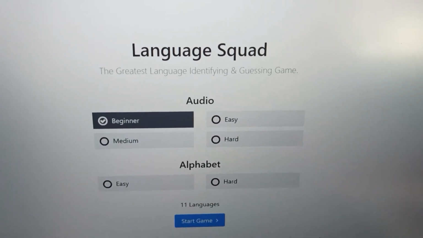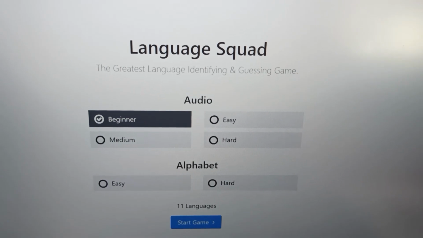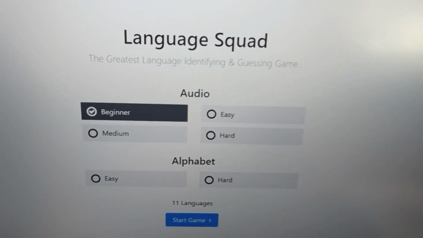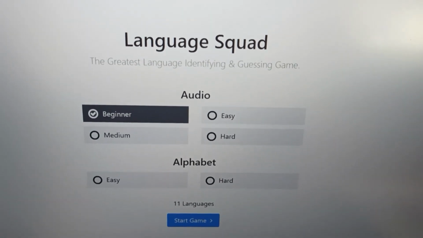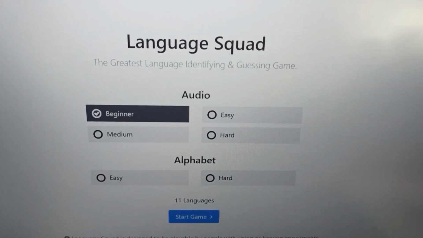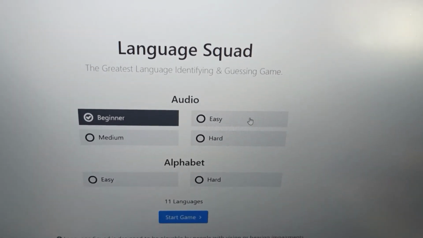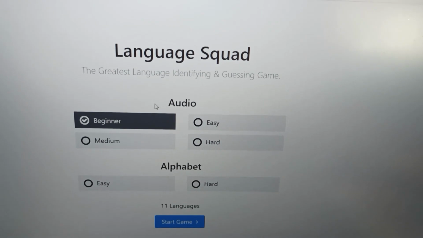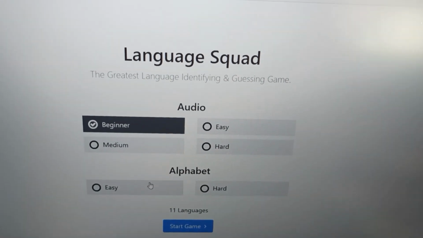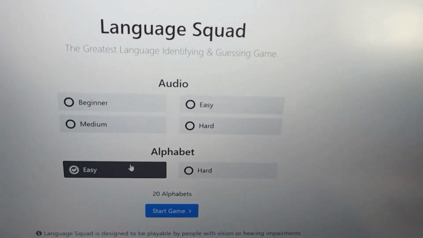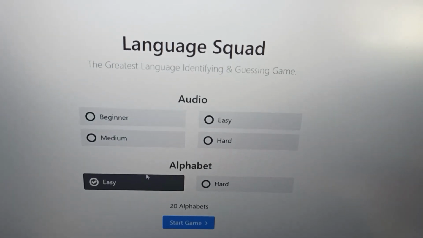Today it is the next video that I'm recording from my PC, so the quality will be again bad. I don't know if the audio will be bad, but you can excuse that. So we have here Guess the Language. I would say it like that. So we have here beginner, easy, medium and hard, and that's audio and alphabet. I would maybe start with alphabet because alphabet is a bit easier for me. And yeah, let's start.